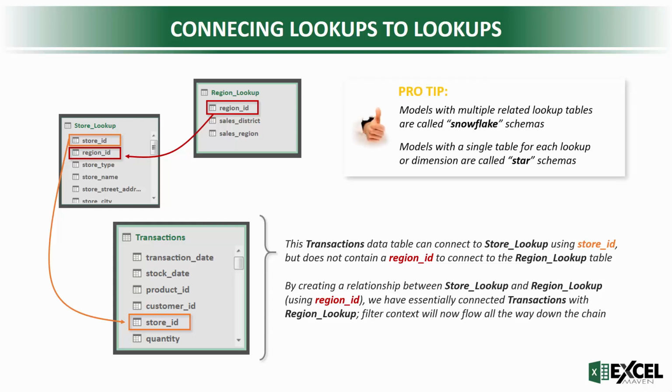So a quick pro tip here: models that have multiple related lookup tables like this, or chains of lookup tables, are often called snowflake schemas. And models with single tables for each lookup or dimension, like we have in all of our other cases, are called star schemas. So with that, let's jump back to our model and actually put this into practice.